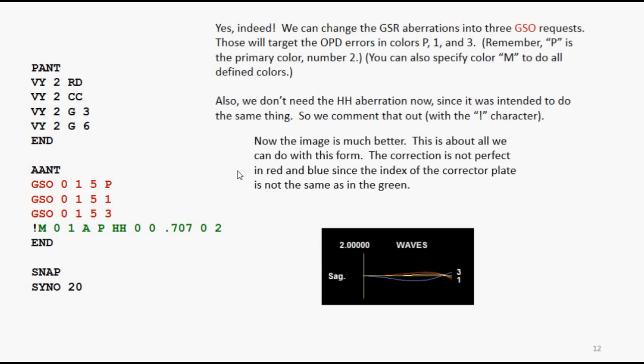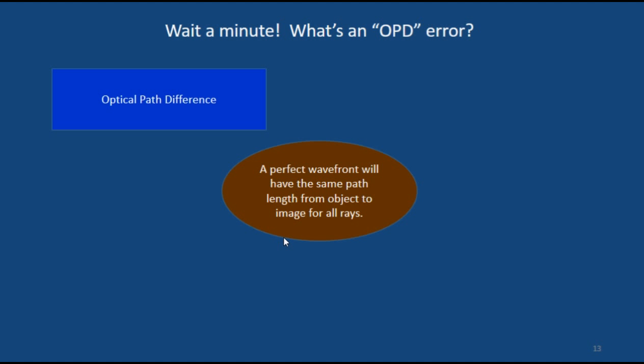The correction is not perfect in red and blue, since the index of the corrector plate is not the same as in the green. Wait a minute. What's an OPD error? That means optical path difference. A perfect wavefront will have the same path length from object to image for all rays. Any difference shows up as an aberration and an image blur.